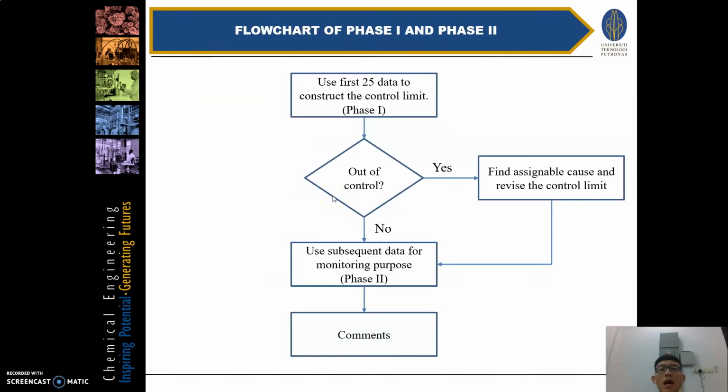Thank you, Hani. I'm Henry, and I'm going to explain the control chart and also the QSUM chart. So first, for the control chart, we'll use the first 25 data points to construct our control limit, and we'll check if there's any data point out of control. If yes, then we will find the assignable cause and revise the control limit. But if no, then we will use the constructed control chart to monitor our subsequent data, and we will make comments on the data behavior in our control chart.